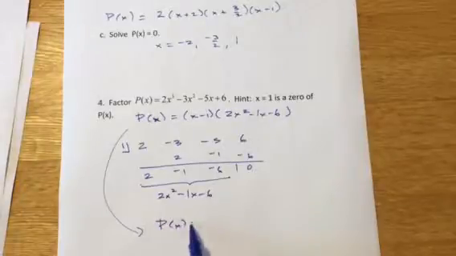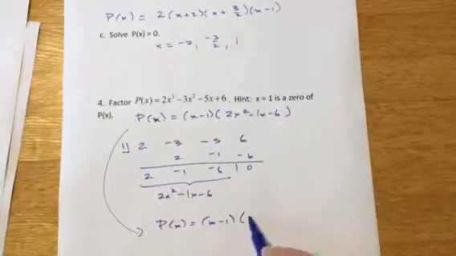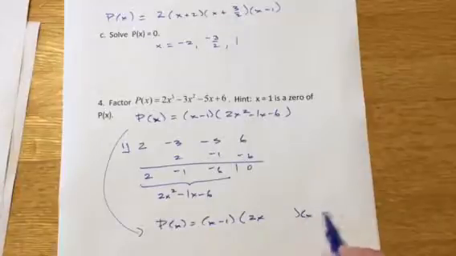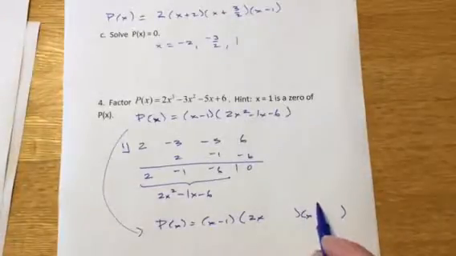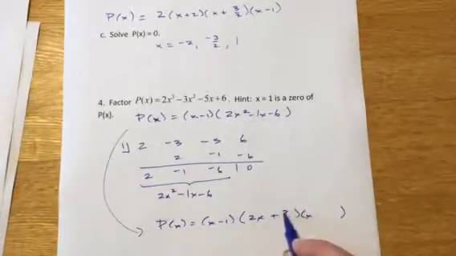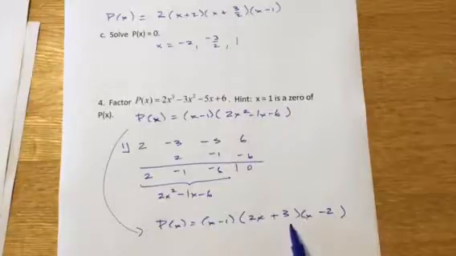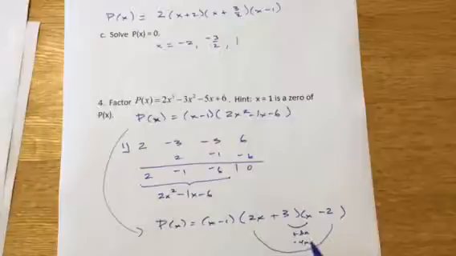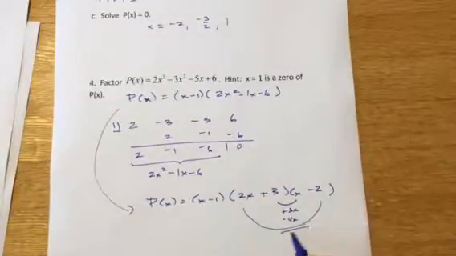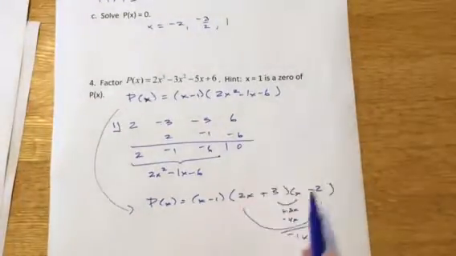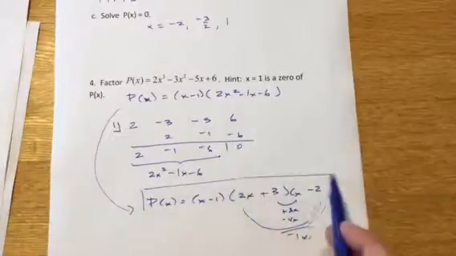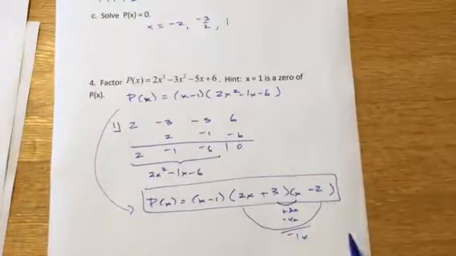So 2x squared, we're going to need a 2x and an x. And then we need a minus 6. And I think we need a plus 3 and a minus 2. That should work, right? Our middle term would be plus 3x minus 4x, which is negative 1x, which is what we wanted. And so there's p of x factored completely.